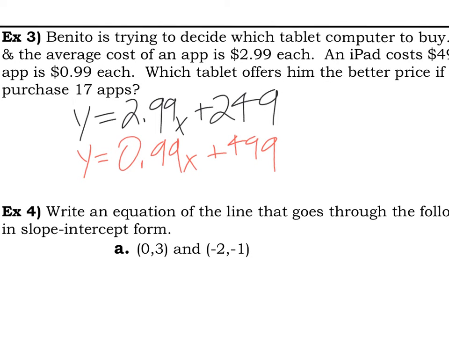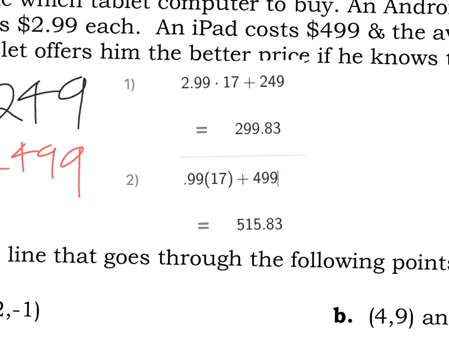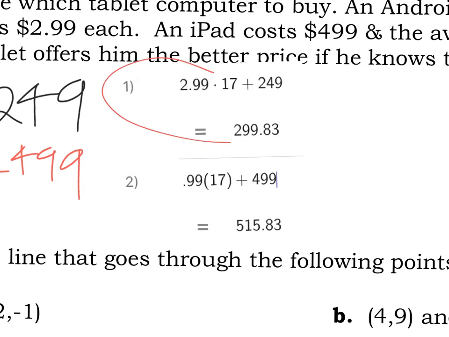So it says you're going to purchase 17 apps. All you need to do here is plug 17 into your graphing calculator or scientific calculator, and output the total price you'll pay. That's what the y number will be. Here I typed this into the GeoGebra scientific app: $2.99 times 17 plus $249 got me $299.83. And then I did 99 cents times 17 plus $499, and it got me $515.83. So the better deal here is obviously going to be option 1, the Android tablet.